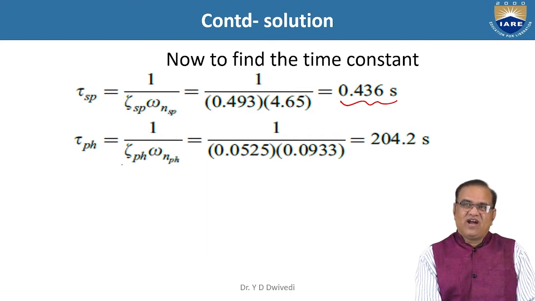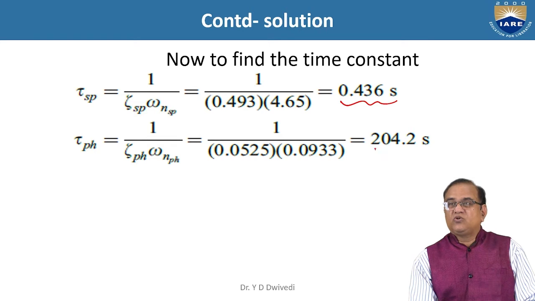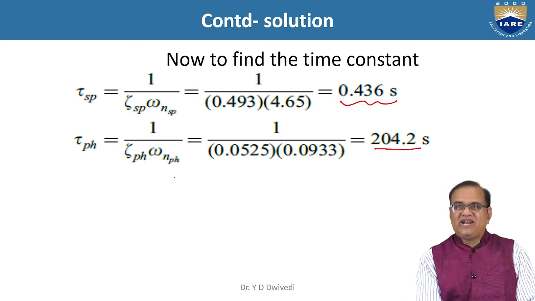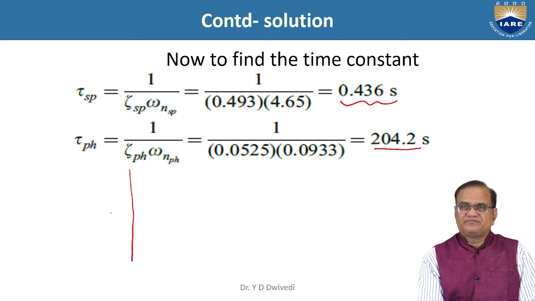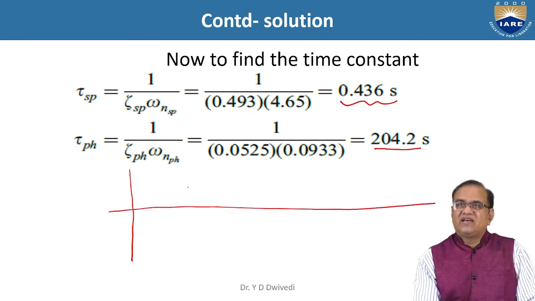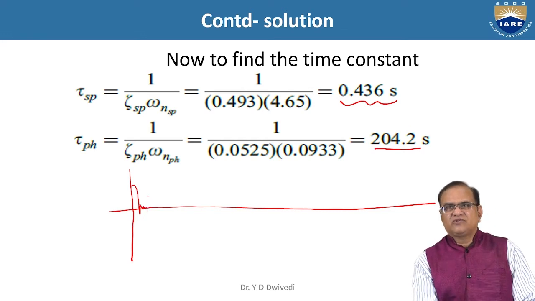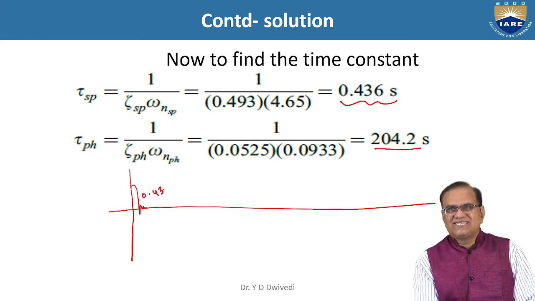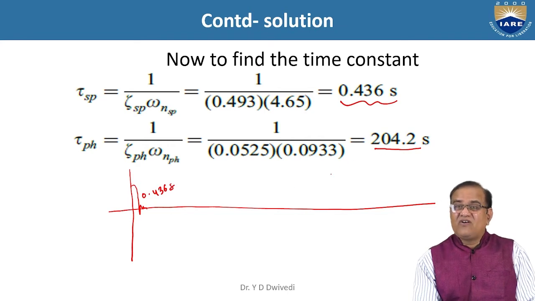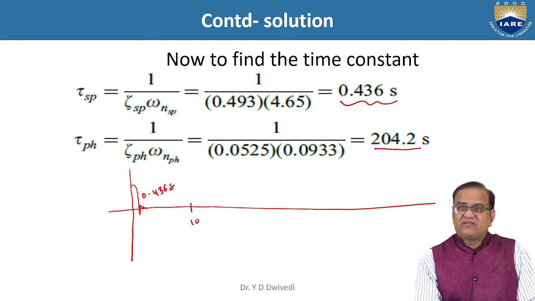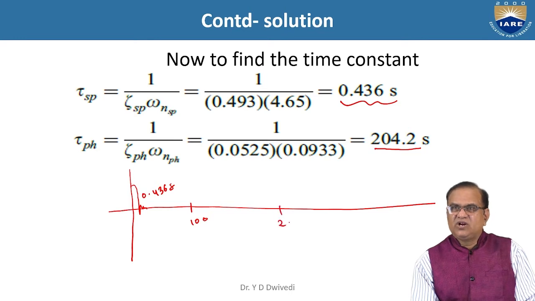But if you see for the forward, this is taking 204.2 seconds. So if I draw these two items like this, for this case, that is SP, I am drawing the plot for SP, and it is 0.436 second. But if I draw for the forward, okay, this is 10 second. Now, this is the 100 second, and here is the 200 second.